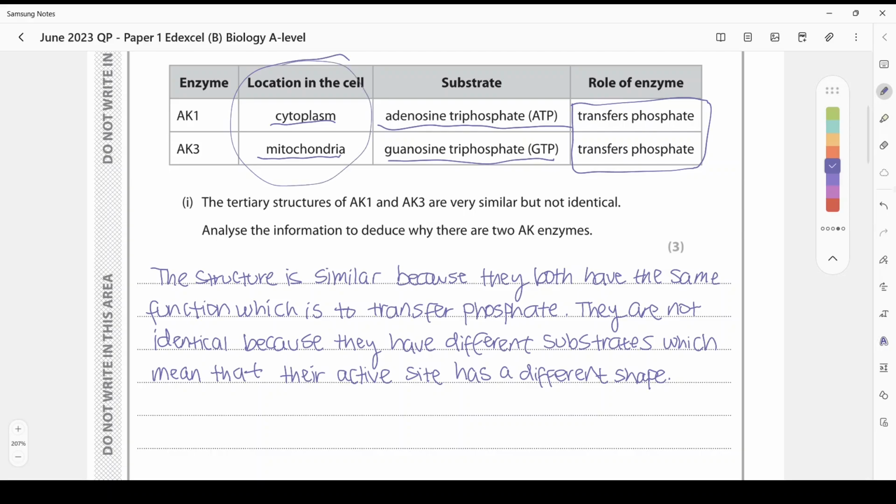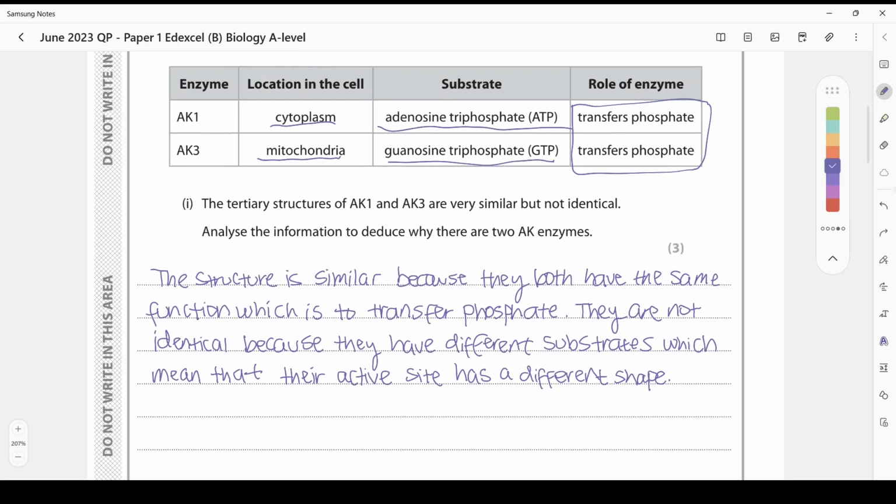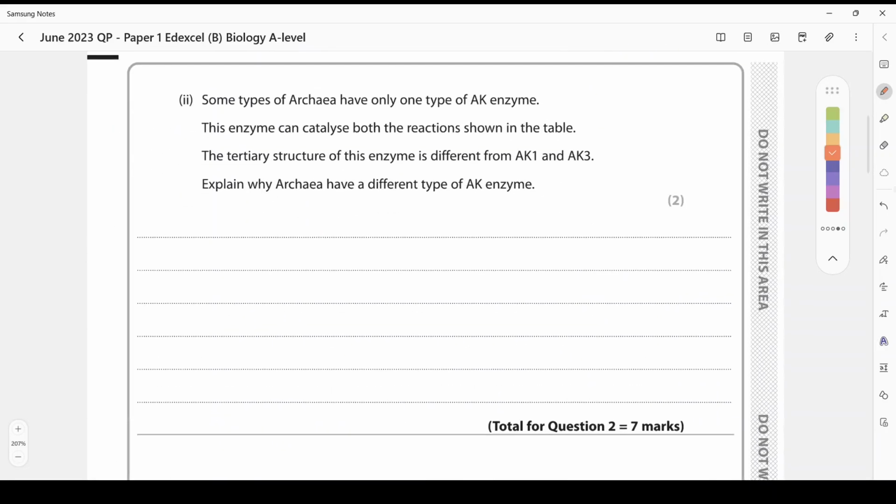you can find these enzymes in the cell. So because they're located in different places of the cell, then they would have different structure. And in the marking scheme, it also says the pH might be different, or the pH is different in the cytoplasm and the mitochondria, and that's why it has a different structure. So let's go over the marks. One mark would be they're similar because they have the same function, which is to transfer phosphate. That's one mark. The second mark is they have different substrates, and the third mark is the active site has a different shape. Okay, let's move on to part 2.